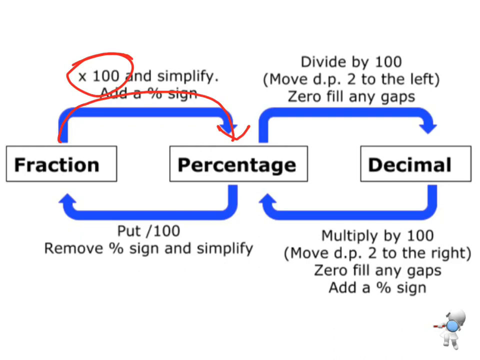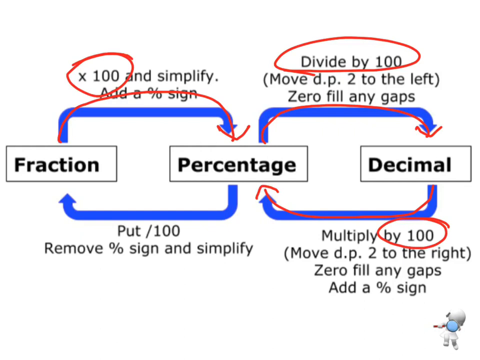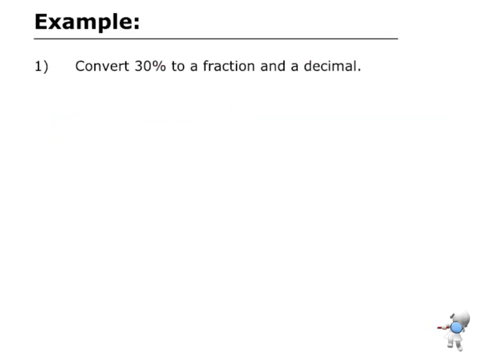If I want to go from a percentage to a decimal, then I need to divide that by 100, move the decimal, which is basically moving the decimal point 2 places to the left, and I'm going to fill in the gaps with zeros. If I want to go from a decimal to a percentage, then I multiply that by 100, put on your percentage sign and make sure you zero fill. And if I'm going percentage to fraction, I'm going to divide by 100, remove that percentage sign and simplify it. So let's have a look.